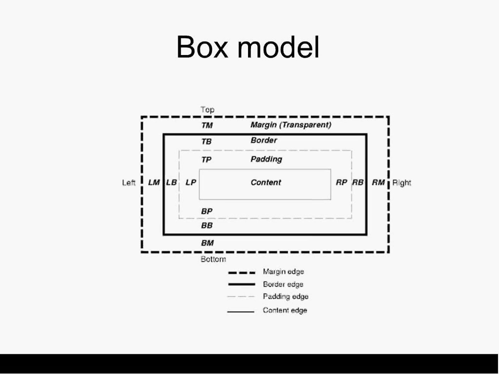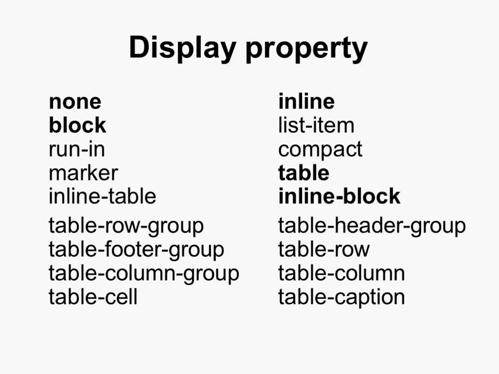So with the box model, every element is like a box on the page: margin, border, padding, content. Okay. So the next thing is the display property, because based upon the display property, the browser decides how to treat each element. These bold ones are the important ones: block, inline block, and table.